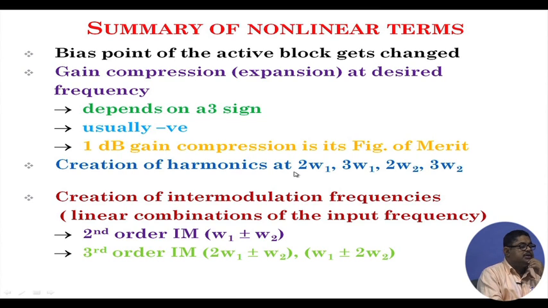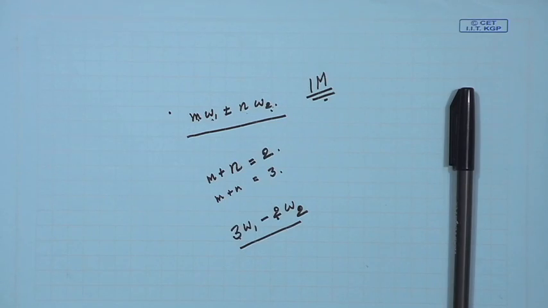Creation of harmonics: we have seen that due to nonlinearity all the harmonics get created. Creation of intermodulation frequencies, linear combinations of the input frequencies. We have seen second order IM, we have seen third order IM, and we have seen the danger of third order IM. So, in the next lectures we should quantify this third order IM, and then we will try to find out how to characterize our system, so that this type of third order intermodulation products do not come. Thank you.